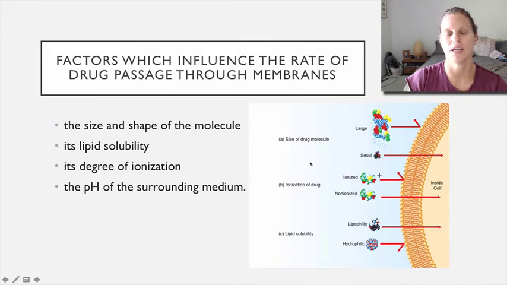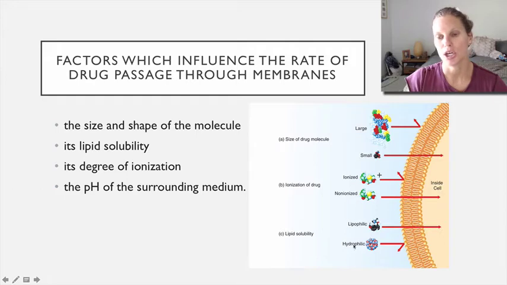So variable number 1 is size and shape. Things that are big and weird shaped tend to be repelled by membranes. Things that are small can usually get right across through a pore or some sort of channel. Then we have whether it's lipid soluble, right? Things that are fat soluble are able to diffuse right through a cell membrane. Things that are not fat soluble, that are water soluble or hydrophilic and lipophobic, those would be repelled. So something that's hydrophobic and lipophilic, which is fat soluble, goes right in.